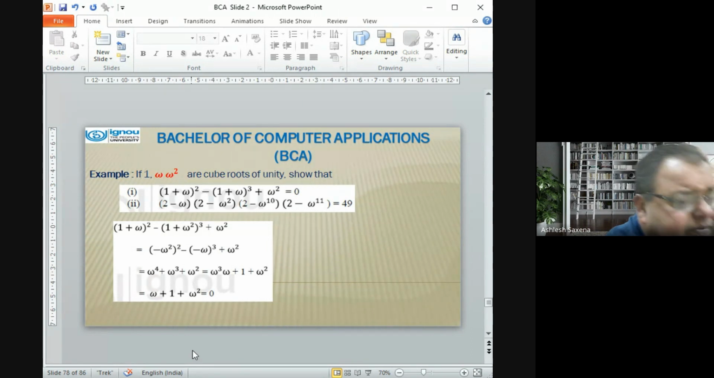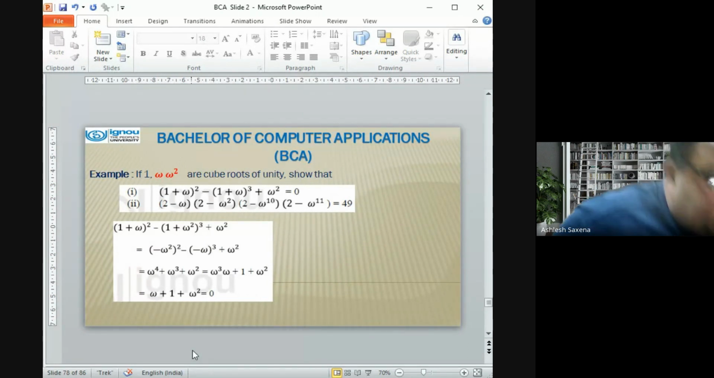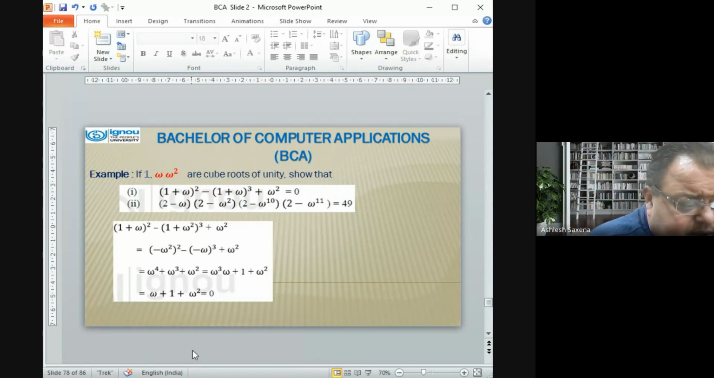Now we can see in the first bracket it is 1 plus omega. We can't do anything except convert this in terms of omega cube or omega square. We know that 1 plus omega plus omega square is equal to 0. We have 1 plus omega, so we can write it as minus omega square. In the next one, we have 1 plus omega square, so we can write minus omega, whole cube. And in the third one, we have omega square, so leave it like that.